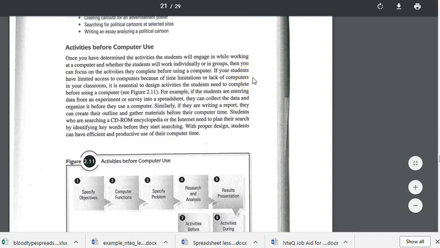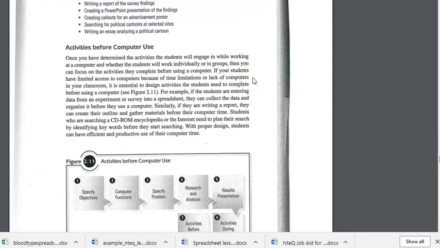So, your activities before the computer. Once you've determined the activities that the students are going to work on while at the computer, and whether the kids are going to work individually or in groups, then you can focus on the activities that you need to complete before you ever get to the computer.